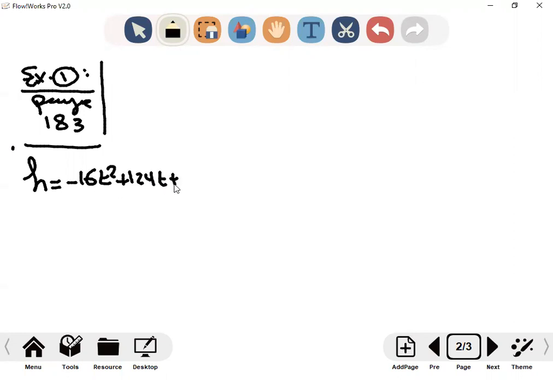Plus 42. 0.4 here, right? Right. Negative 16 t power 2 plus 124.4 t plus 42. Continue.